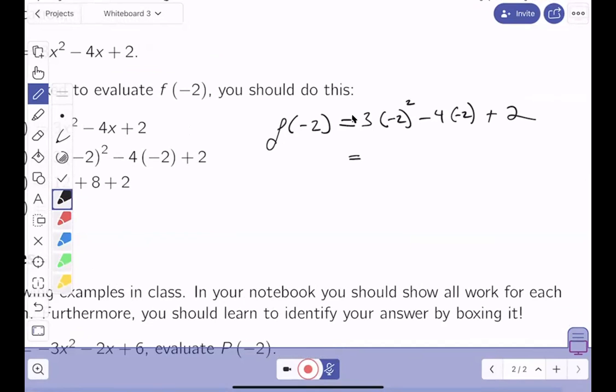Now I'm going to do the arithmetic. This is going to give me 3. Well, minus 2 squared is 4. I think I can do the next one. Seems pretty easy to me. 4 times minus 2. That's going to be minus 8, but minus minus 8 is plus 8. 3 times 4 is 12. Again, we're not saying you have to go through all these steps over here, but we need to agree upon the answer. And 12 plus 8 is 20, and 20 plus 2 is 22.